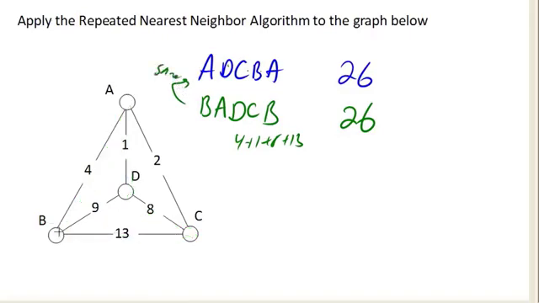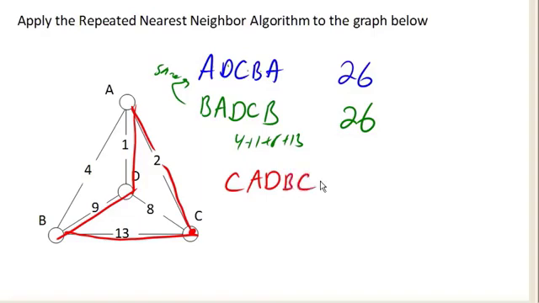Let's try another one. So let's try starting at C this time. If we start at C, we're going to go 2, 8, 13. Cheap, cheap, only choice, only choice. So we go C, A, D, B, C. And it looks like the cost of that one is 2 plus 1 plus 9 plus 13, which is 25. And notice that we've made an improvement now. We've found a slightly better circuit than we had before. So this is an improvement.